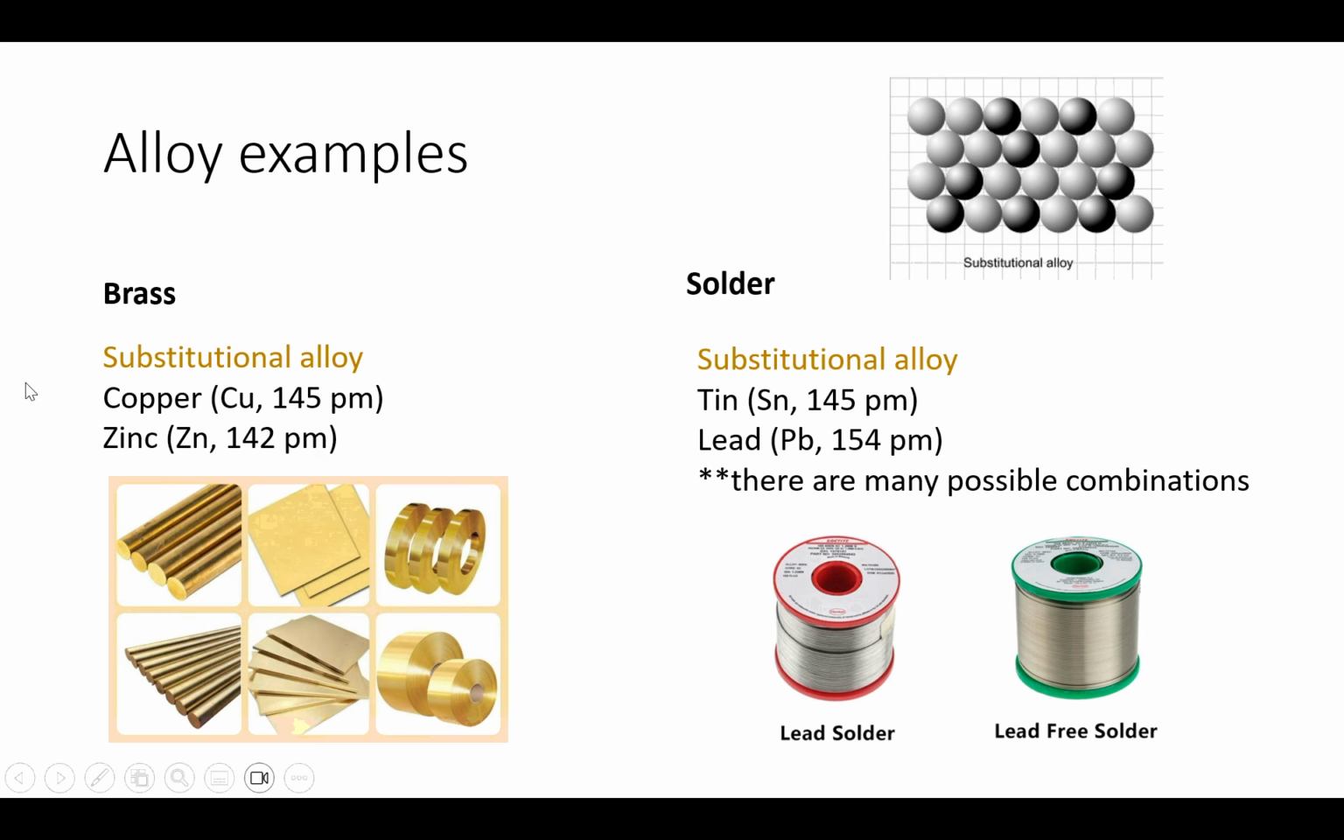So brass is a substitutional alloy with copper and zinc. Notice again how these two elements have similar radii. Solder, there's lots of different solders out there. One possibility is a tin-lead solder. Notice again, they have very similar radii. So these are examples of substitutional alloys when your metals have similar radii.